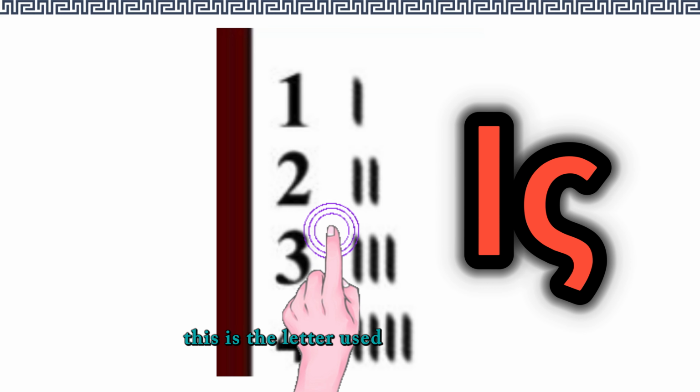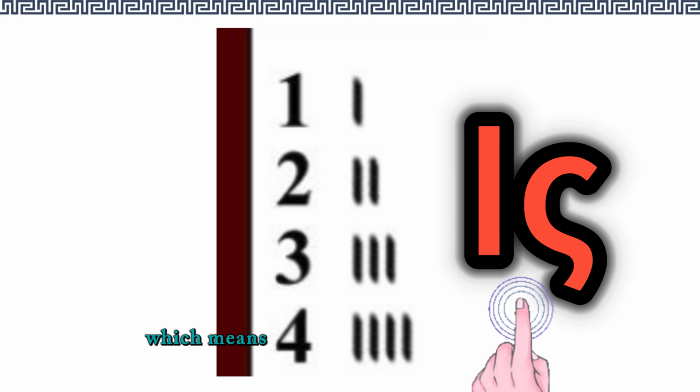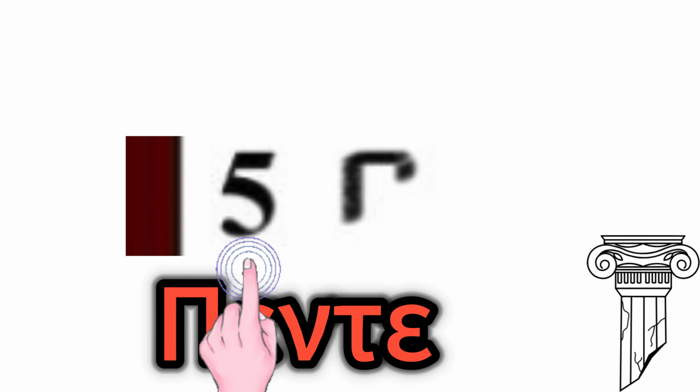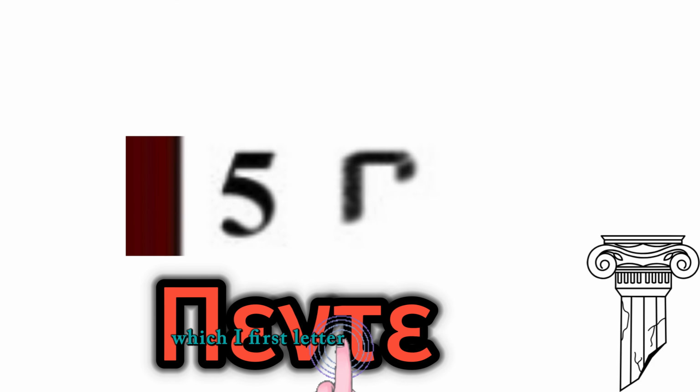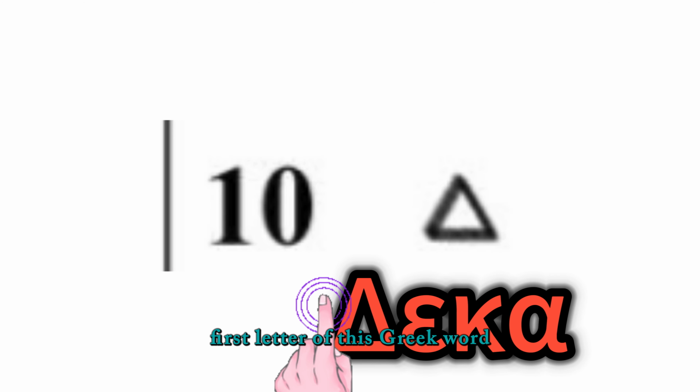This is the letter used for numbers 1 to 4, the first letter of the Greek word which means 1. For 5 they use this symbol, the first letter of the Greek word which means 5. For 10 they use this symbol, the first letter of this Greek word. An H-like symbol for 100, an X-like symbol for 1000, and an M-like symbol for 10,000.